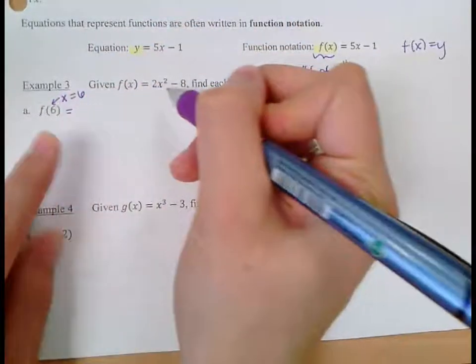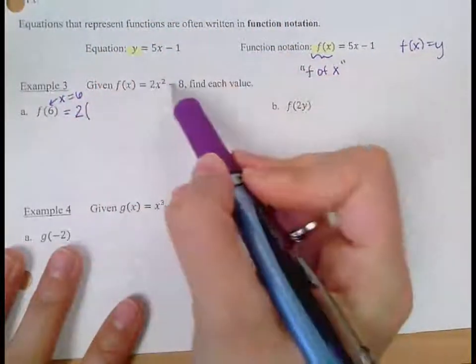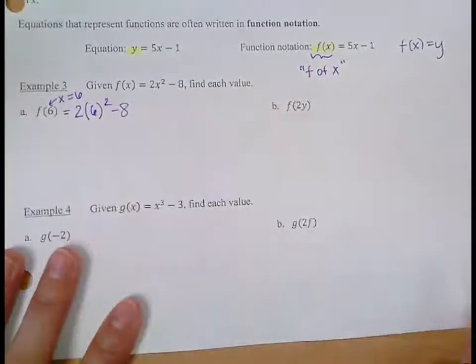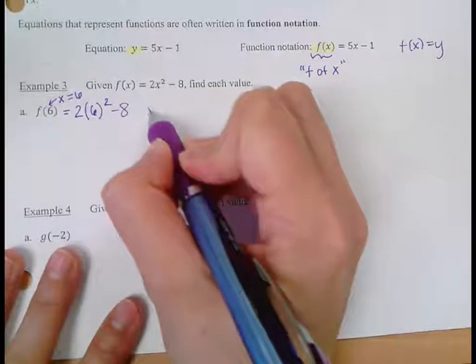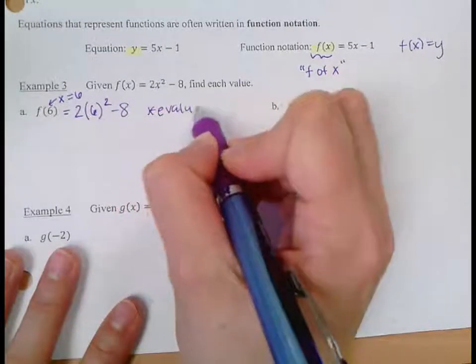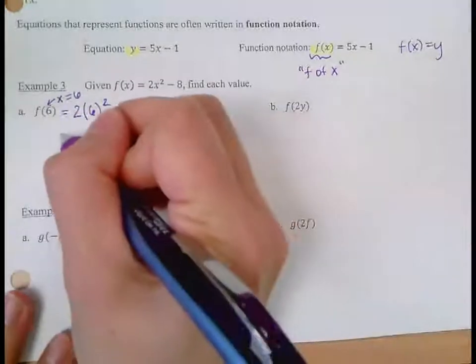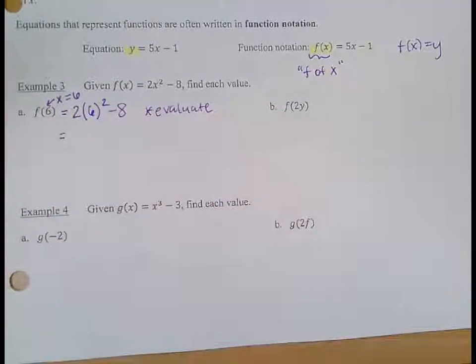So this would equal 2 times, replacing x, I would have 6 squared, and then minus 8. And then you evaluate that right side using order of operations. You don't do anything to the left side. The f of 6 just stays there. That's just telling you what to do.